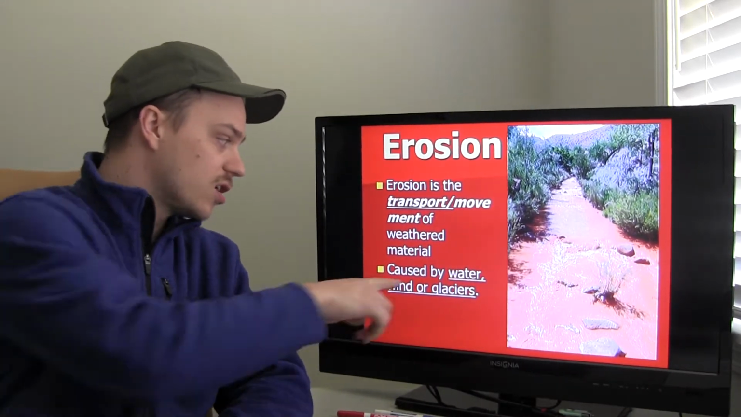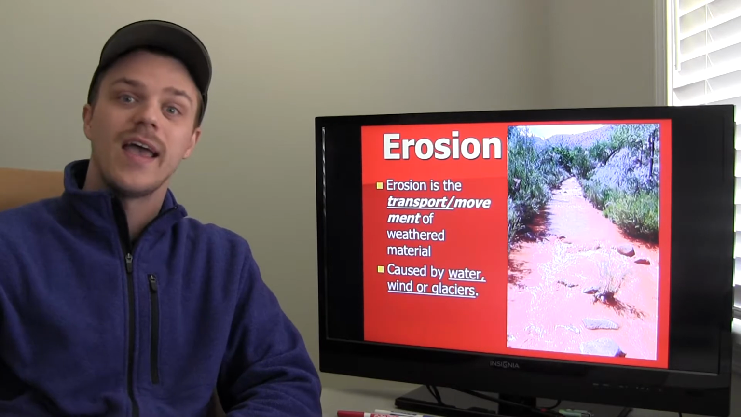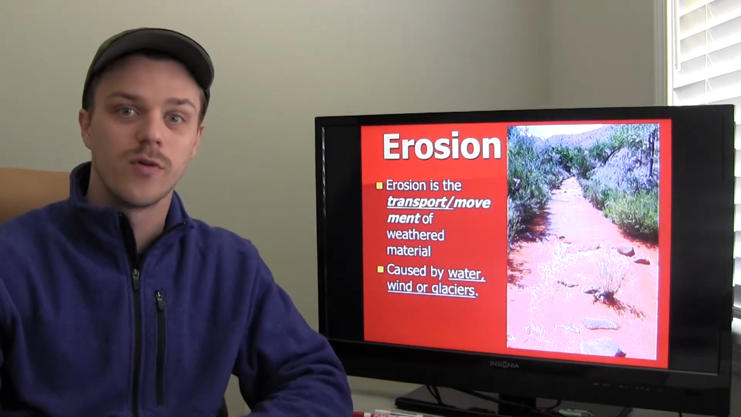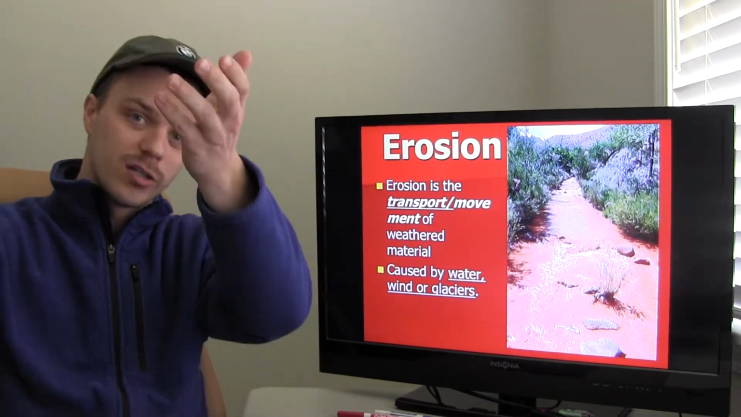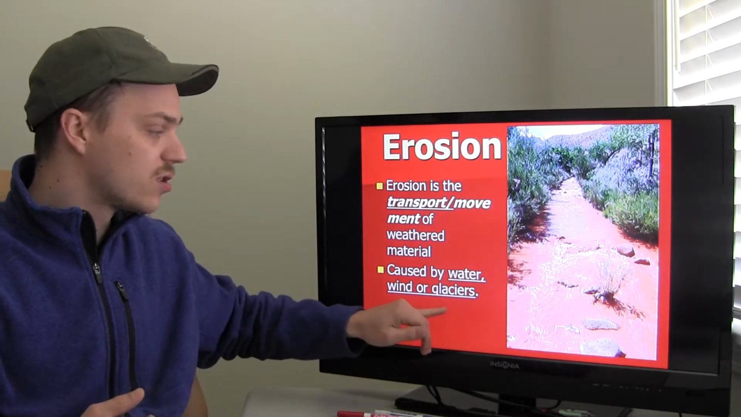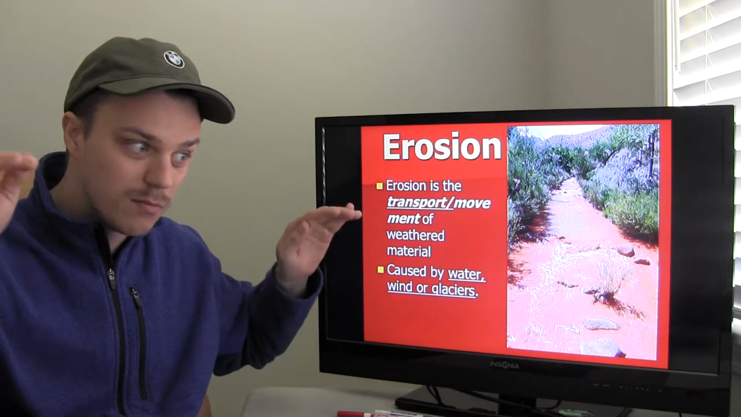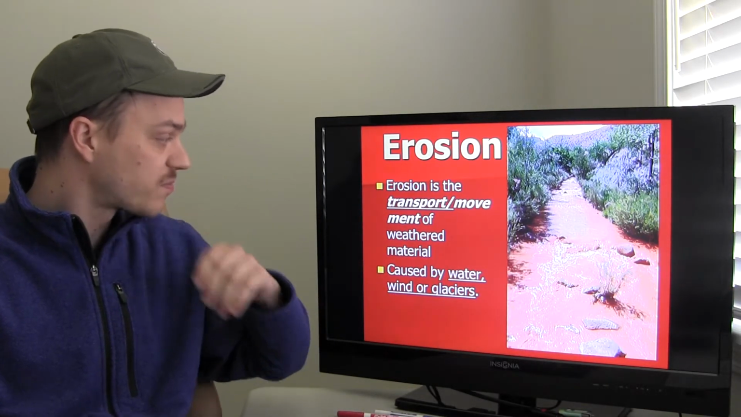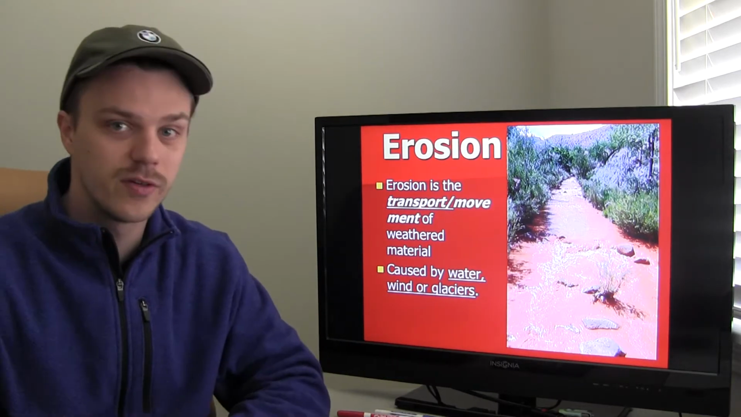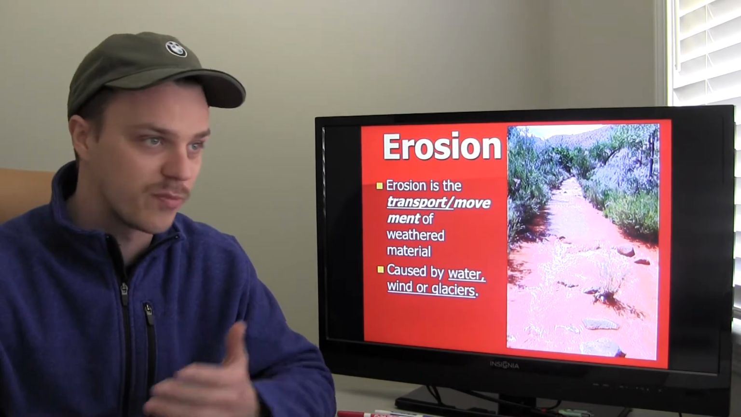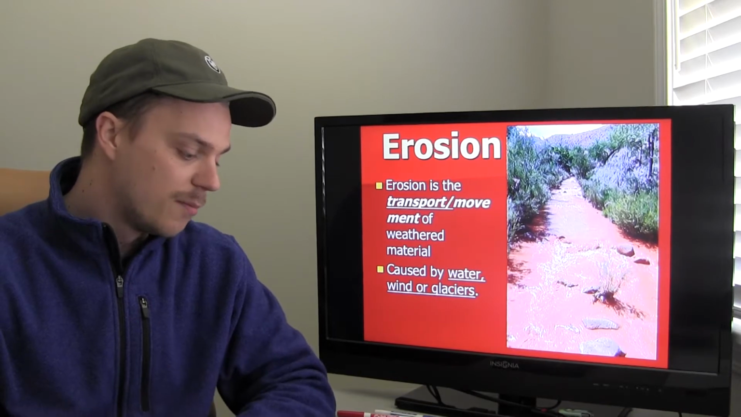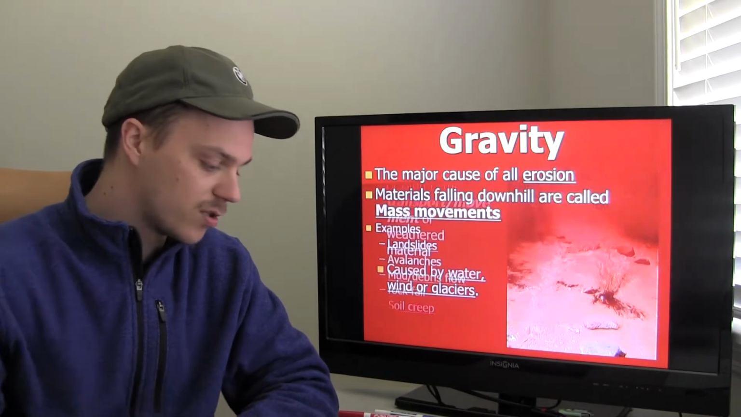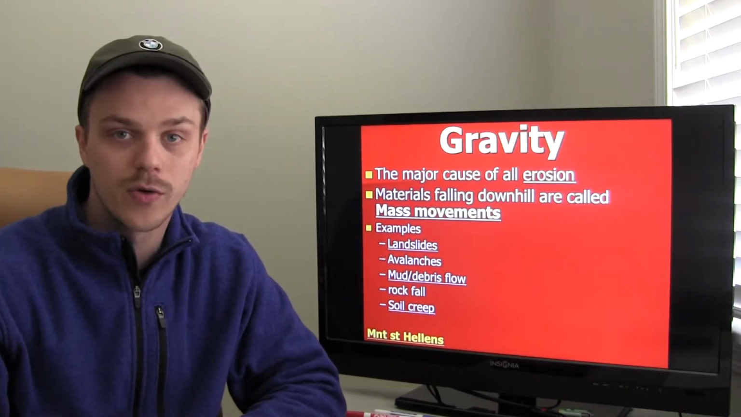So these are mostly caused by water, wind, and glaciers, and all of it has to do with the force of gravity. Water is moving downhill. Glaciers are giant sheets of ice that move downhill. And wind is influenced by changes of temperature, changes of pressure, right? Pressure high to low. But gravity is the most important one. So we're going to start by talking about gravity.